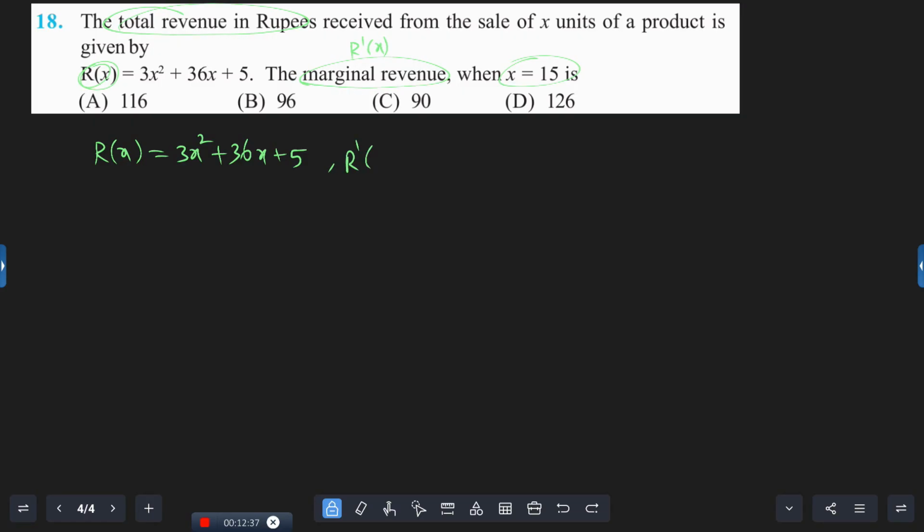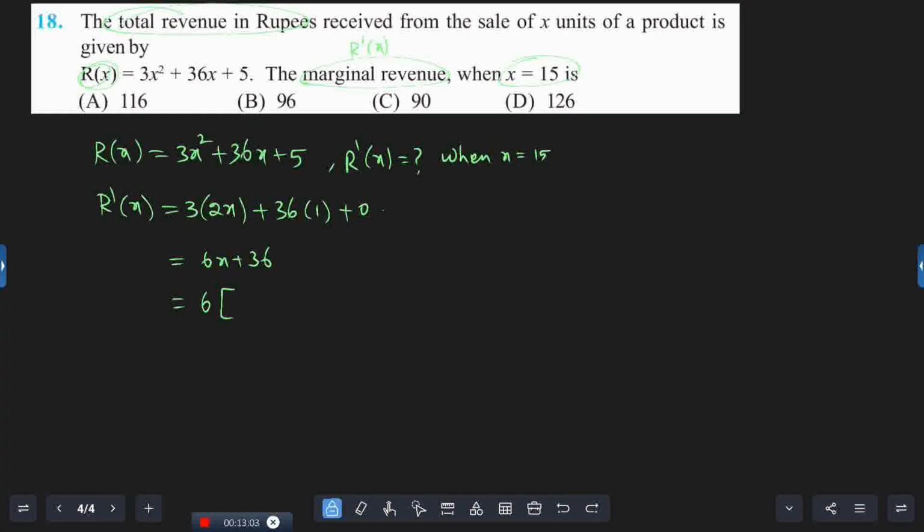So we have to find r dash of x when x is 15. Let's differentiate this. First, r dash of x is 3 into x square derivative, which is 2 times x, plus 36 into x derivative 1, plus 5 derivative 0. 3 2s are 6x plus 36, as it is. If you take 6 outside, you get 6 into x plus 6. This is r dash of x.